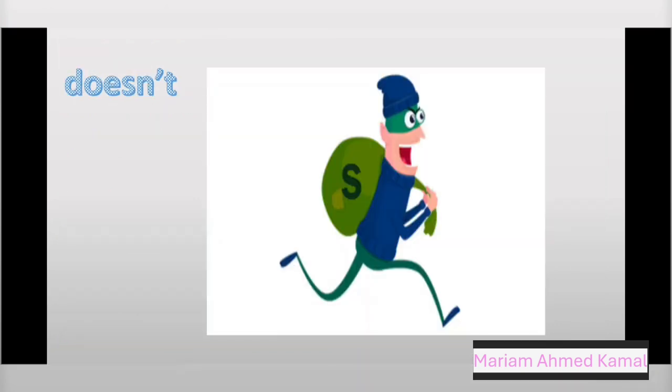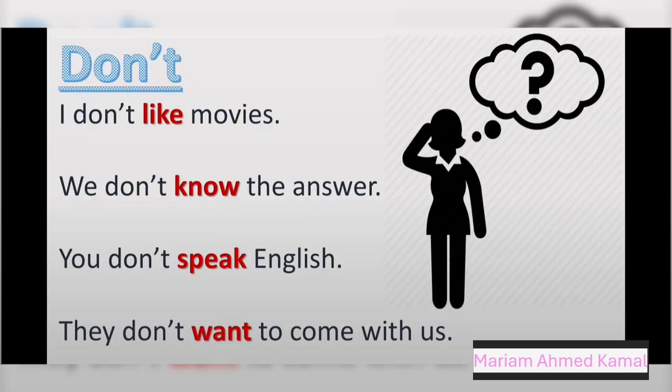Okay, so as you see here in this slide, the auxiliary verb doesn't, the helper, it takes the s or the es or the ies. Okay, what about the rest of the pronouns? I, you, we, or they take the helper don't. Okay, so I don't like movies. We don't know the answer. You don't speak English. They don't want to come with us.